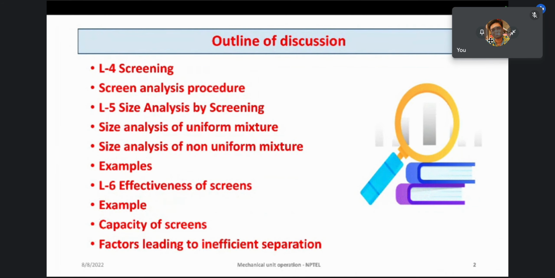Now this is the outline of today's talk. We will start from the basics of screening, what the procedure is, then size analysis from screening. There are two types of size analysis, one for the uniform mixture, another for the non-uniform mixture. Then we will try to solve some basic examples. Then effectiveness of the screen, again with an example, and some basic factors, because some assignment questions are based on capacity and factors leading to inefficient separation. So we'll talk about all this in detail in today's talk.